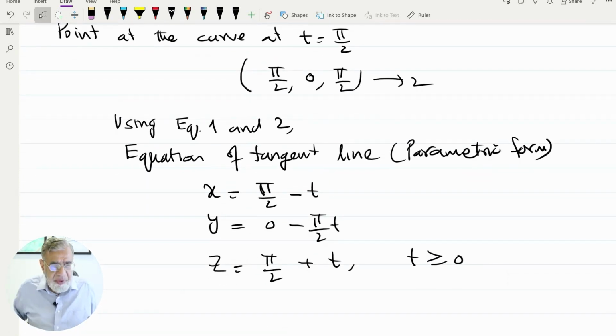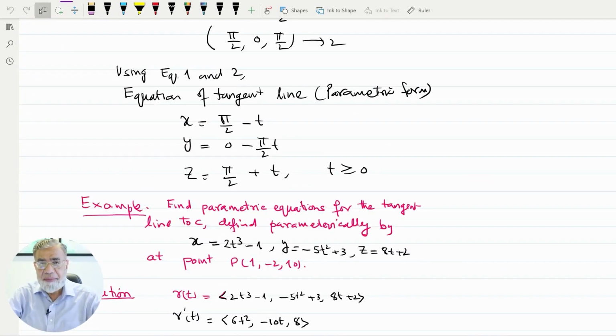So we have this example. I'm going to give you another example for finding the parametric equation of the tangent line. We are given the parametric form of the vector valued function: x is equal to 2t cubed minus 1, y equal to minus 5t squared plus 3, and z equal to 8t plus 2. And we want to find the equation of the tangent line at the point 1, minus 2 and 10.